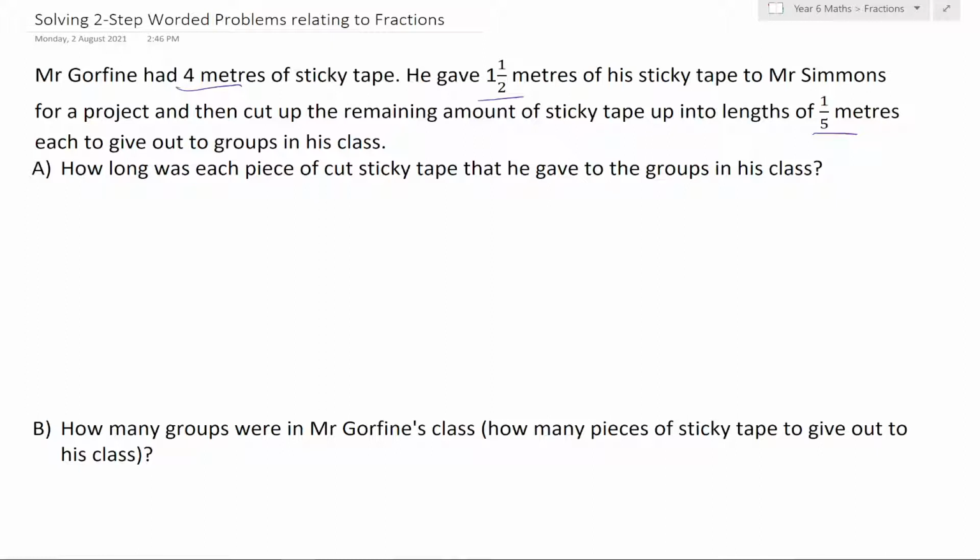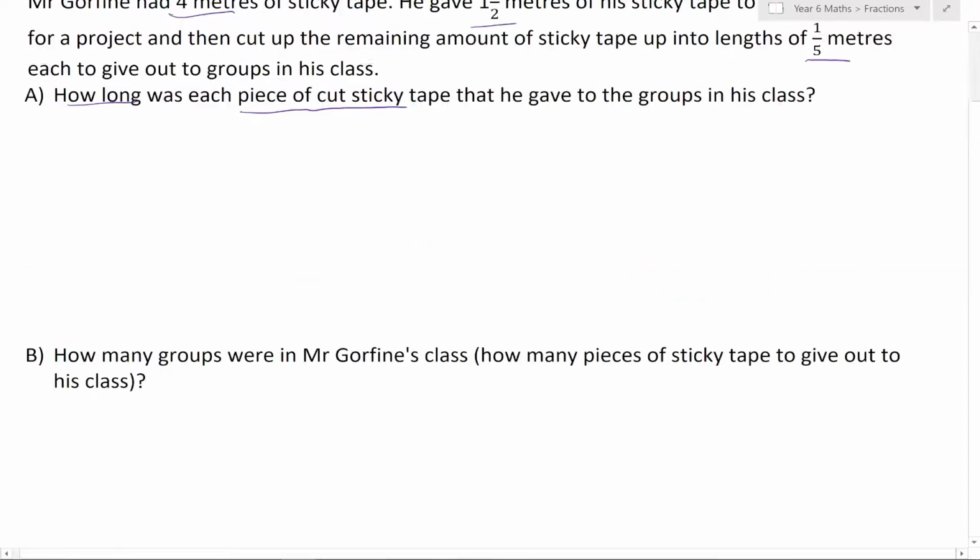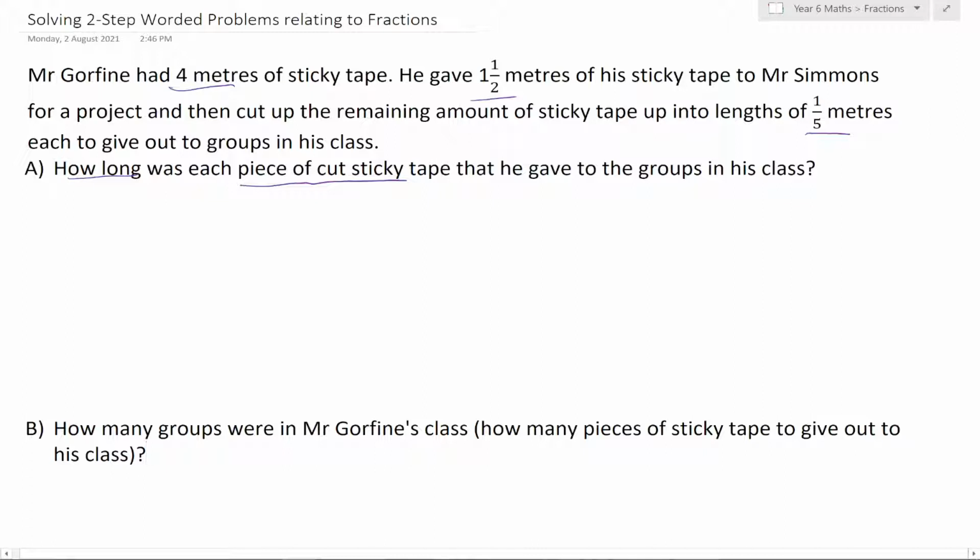There's 2 steps. So the first step is saying, how long was each piece of cut sticky tape that he gave to the groups in his class? The next question is, how many groups are there in Mr. Gorfine's class? Otherwise asking, how many pieces of sticky tape? Because if we know how many groups, that will be how many pieces there were. So we are going to need to do A first to then find out B.